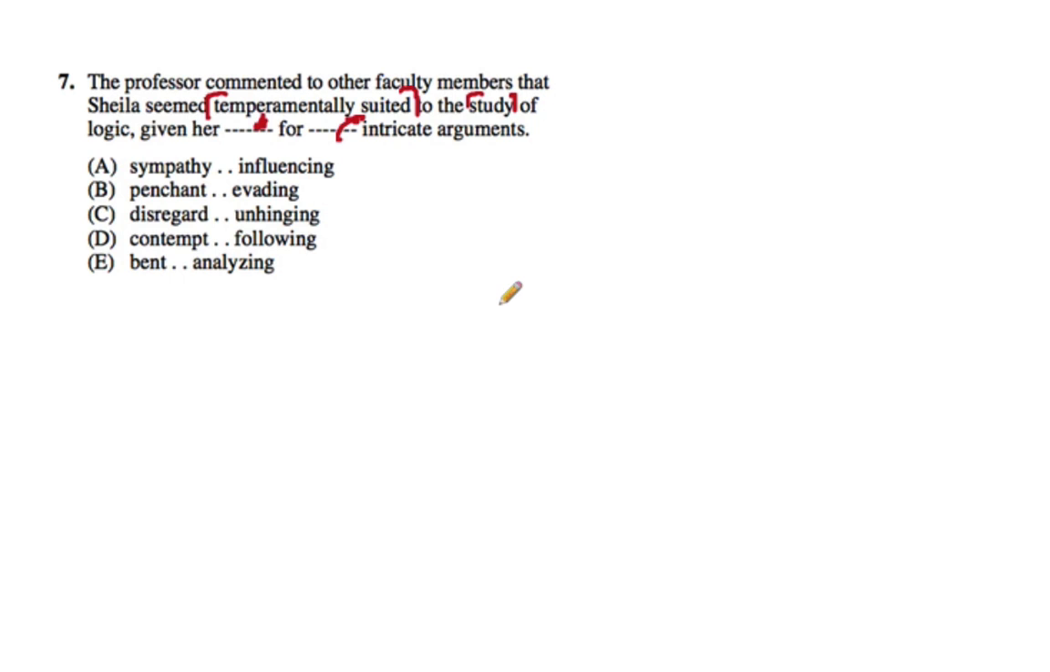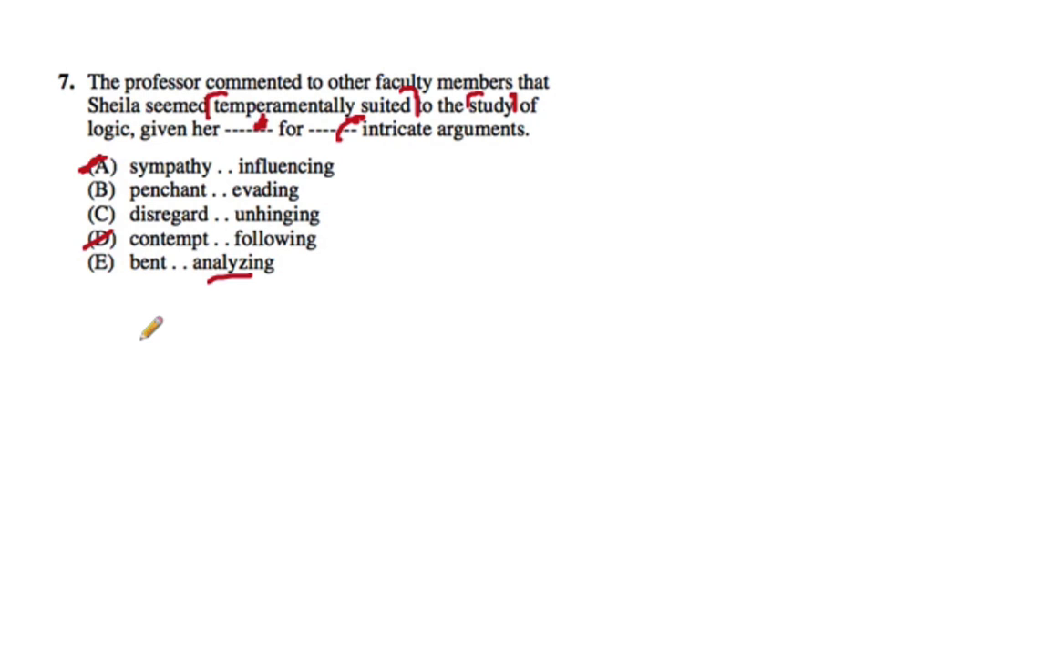Let's say the second blank is the easiest one to work for you, and we want a word that means something like studying. Well, influencing doesn't mean studying. Evading, you're less likely to know, so let's leave it in. Unhinging, less likely to know, so we'll leave it in for a second. Let's assume you don't know it. Following, obviously you know following doesn't mean studying. And analyzing. Well, analyzing is a word that means something very close to studying. When we analyze something, we study it. So we're going to leave it in.